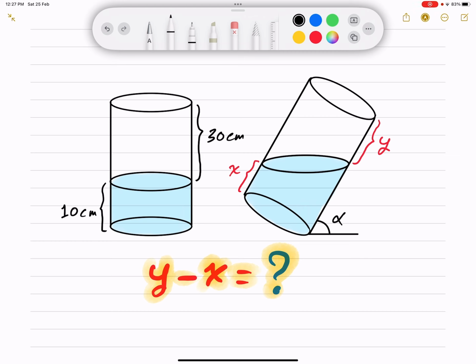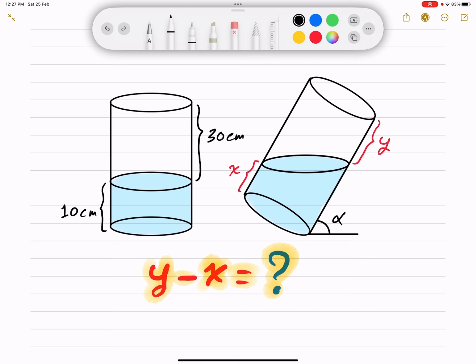In this video, we have two cylinders that are filled partially with water. We have a vertical cylinder on the left-hand side. The height of the water is 10 centimeters and the remaining length is 30 centimeters, so the height of the cylinder is 40 centimeters. The radius of the cylinder is unknown.